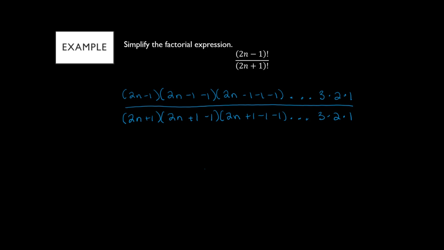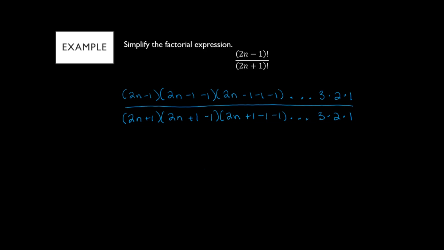So you can see immediately, just by me rewriting this, that we are going to have a lot of things cancel out, because that's the nature of factorials. You're going to have things cancel, things on the top, things on the bottom. And that's what makes them nice when they're in a fraction, because they simplify nicely.